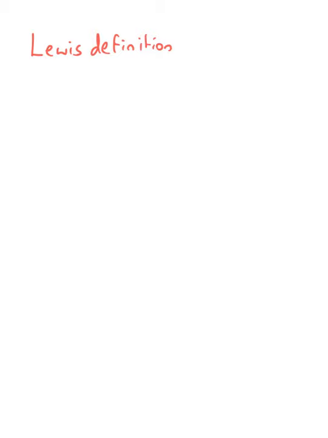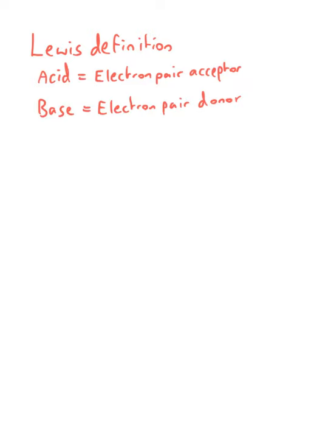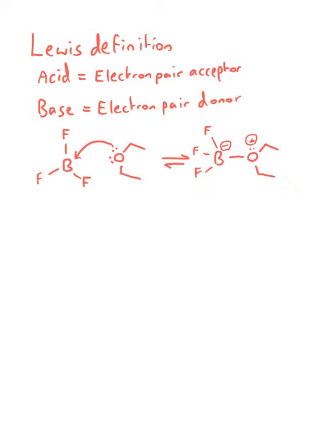Moving on. According to the Lewis definition, an acid is an electron pair acceptor and a base is an electron pair donor. This definition is most useful in an acid-base reaction that does not involve protons, which are a prerequisite for the Brønsted-Lowry definition of an acid.